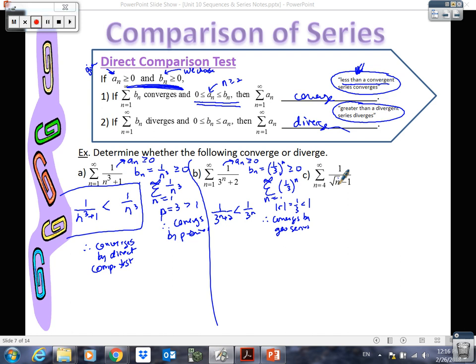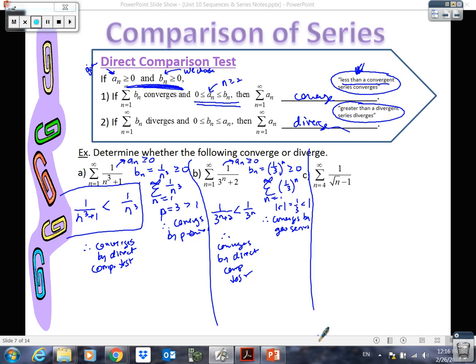Is that the way that we want it to go? Yes, it is, right? Because less than a convergent series converges. Our original series is less than the one that we chose, which was a convergent series, so therefore it converges. So therefore it converges, meaning the original series that we were given converges by the direct comparison test. Okay, one more.